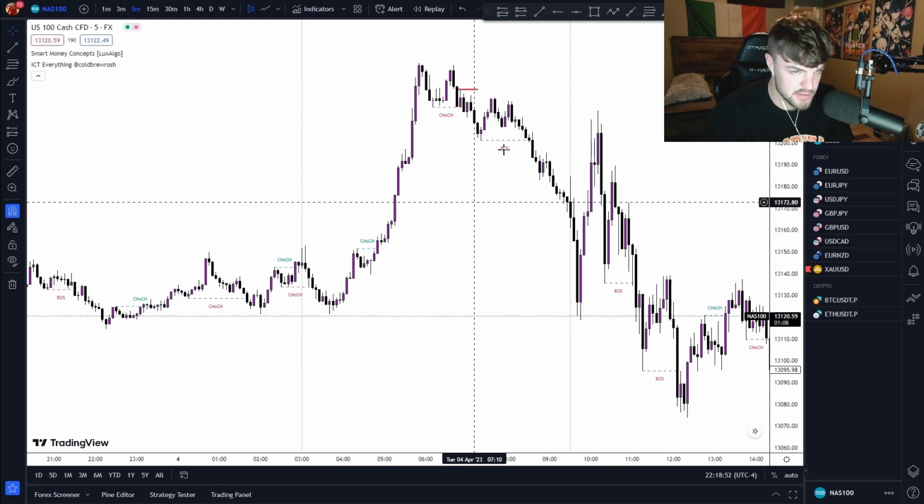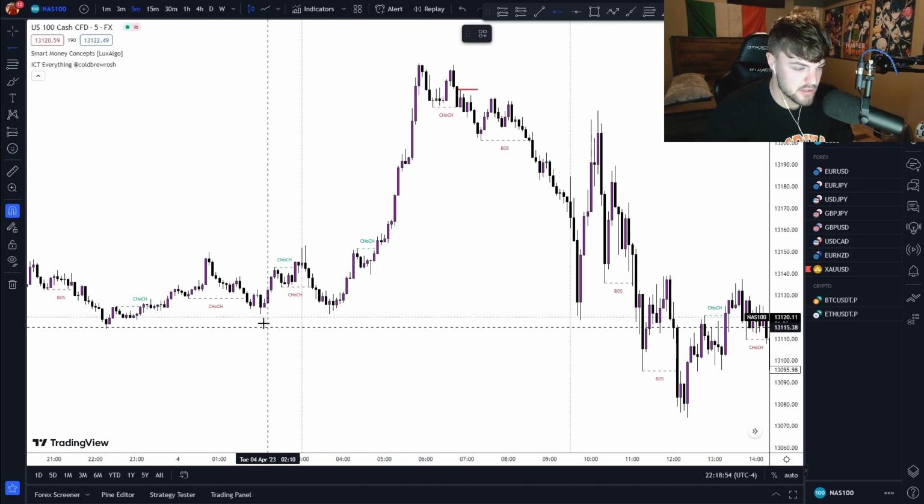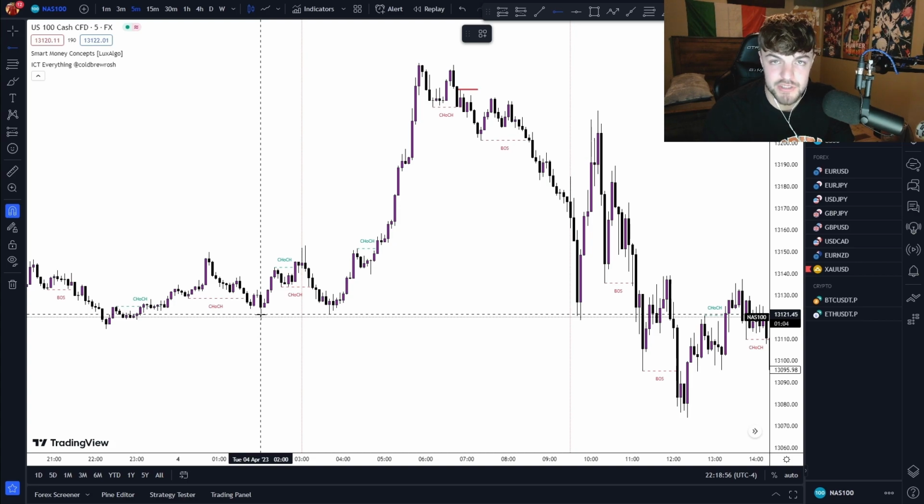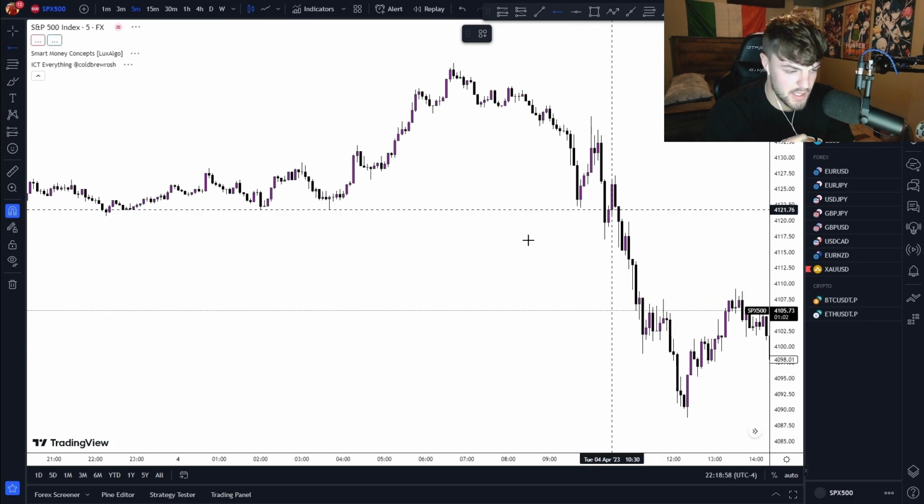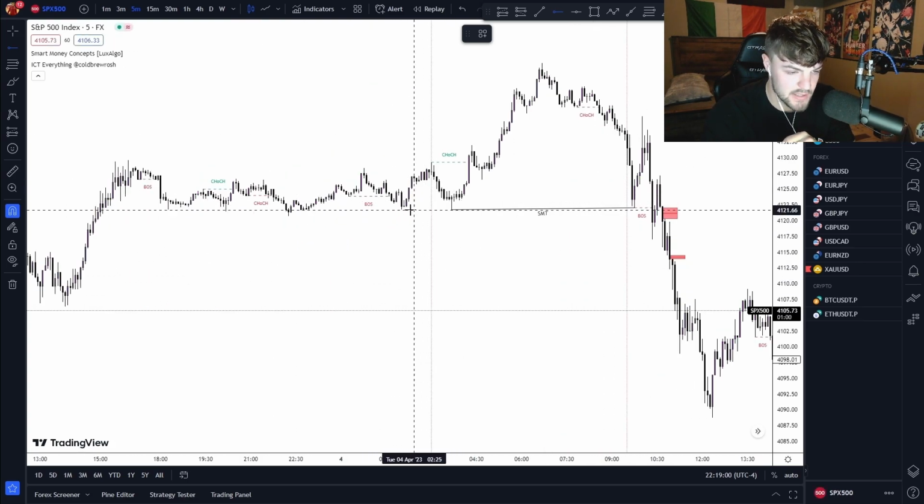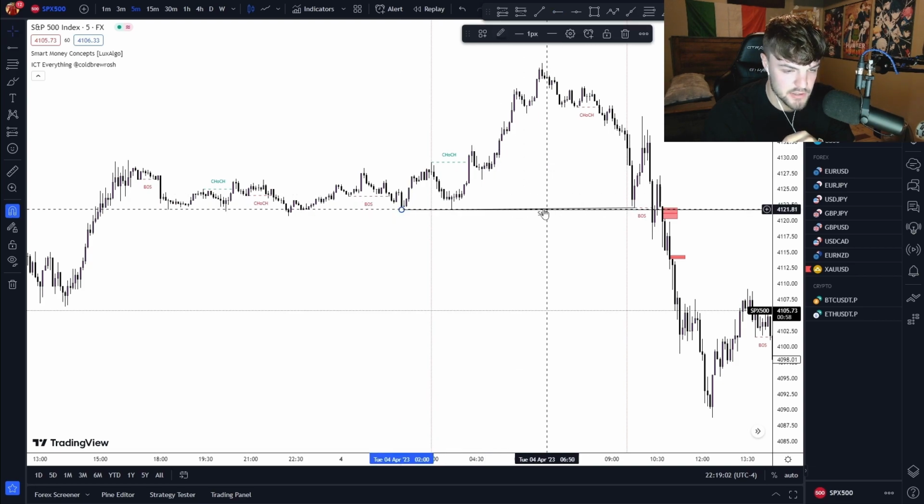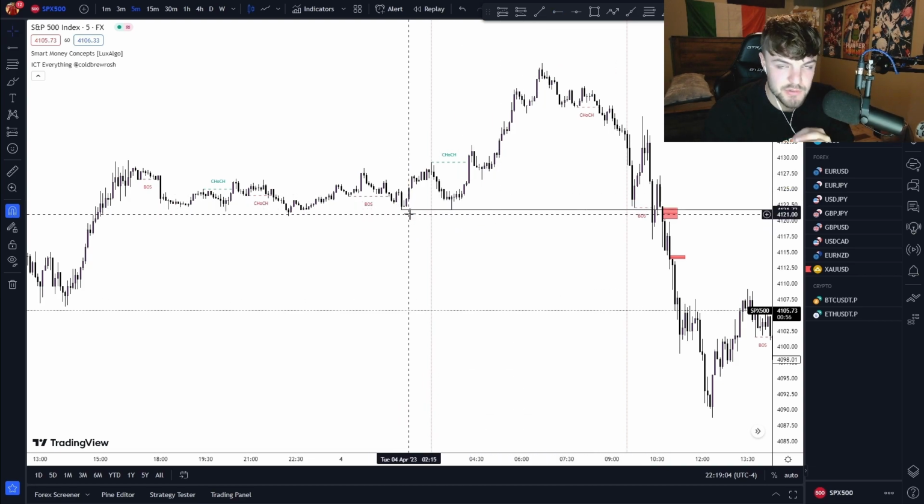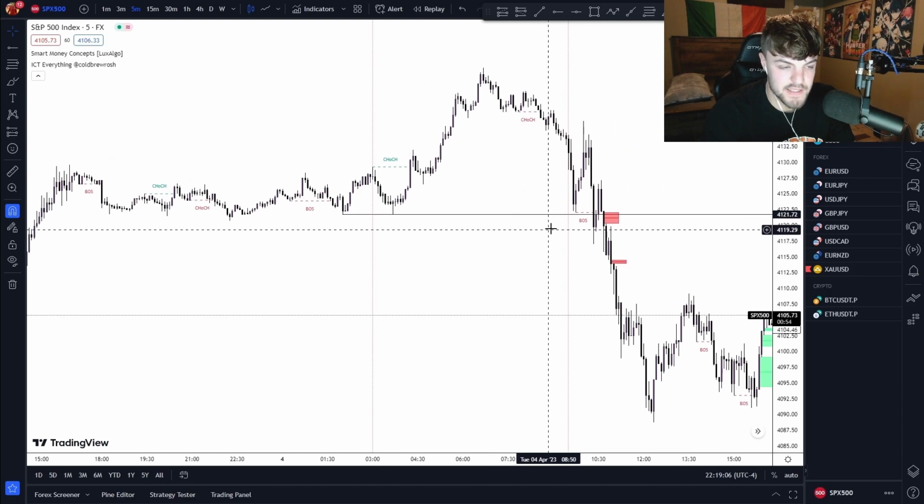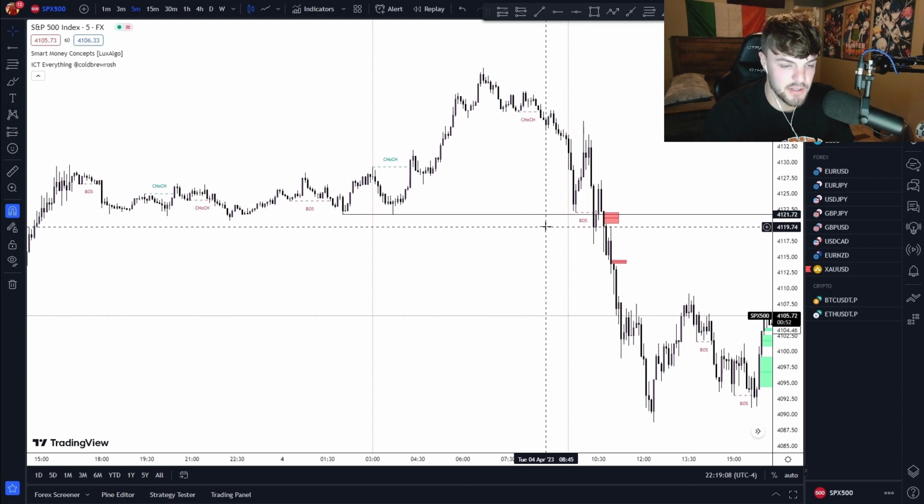Let me just get rid of this. I have this horizontal ray tool. This was a point of interest I was looking for on the SPX. As you can see, there are relative equal highs right here. So let me just get rid of that. So this was a point of interest I was looking for. This is where I spotted the SMT divergence.